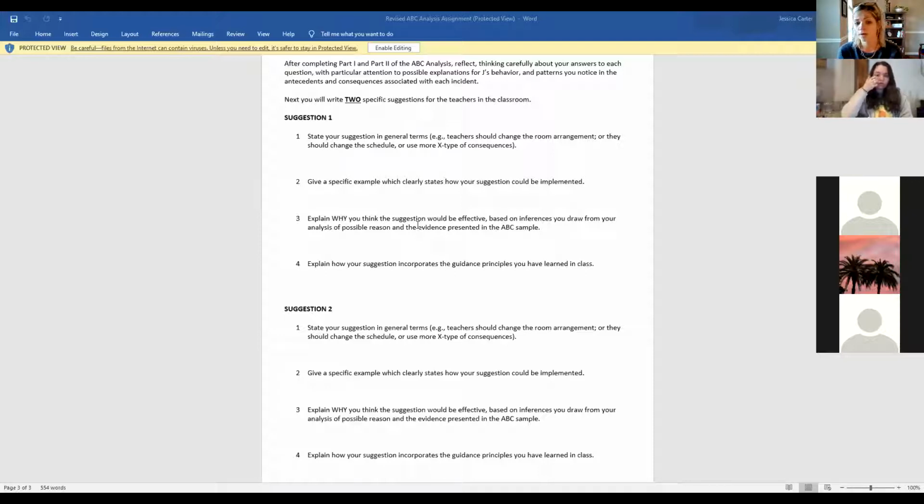But number 4 also asks you to draw on things that you've learned from this class, guidance principles, kind of basic overarching ideas. So you need to relate it specifically to the PDF as well as to our course content, kind of more generally. 2 suggestions.